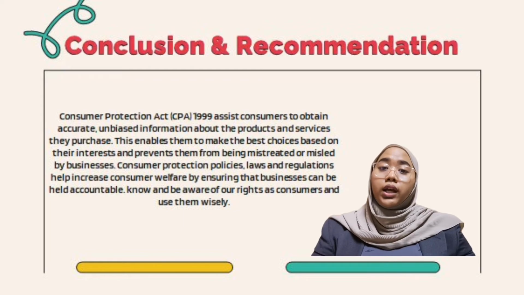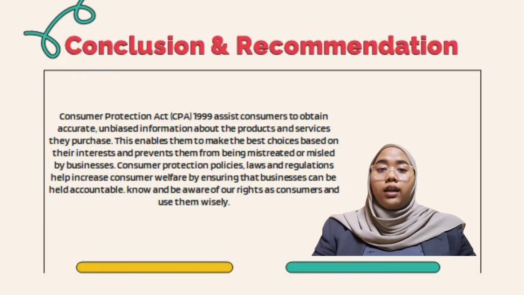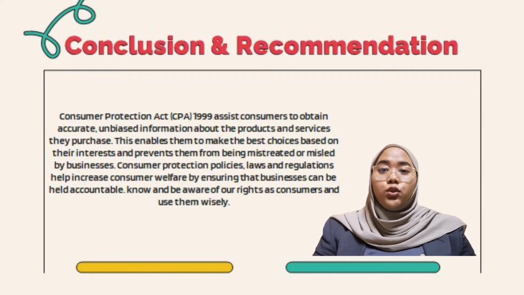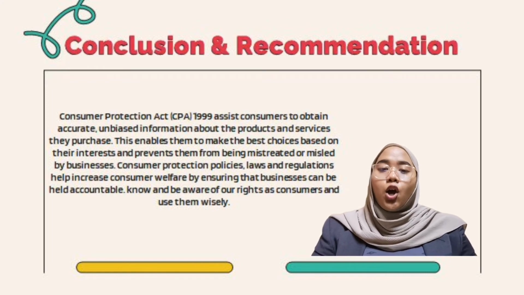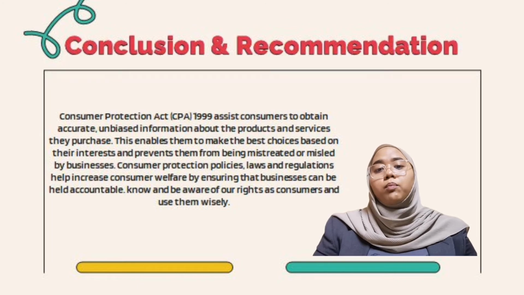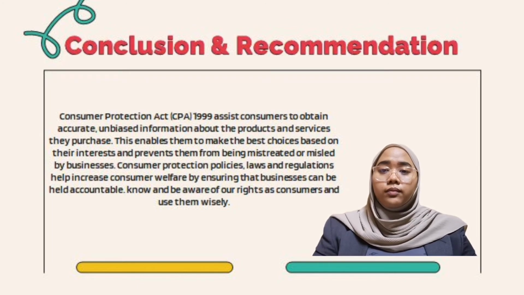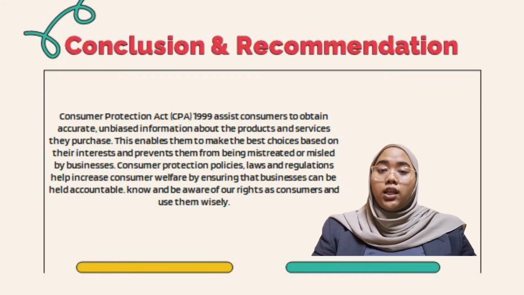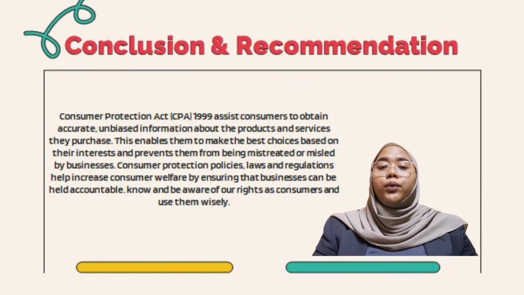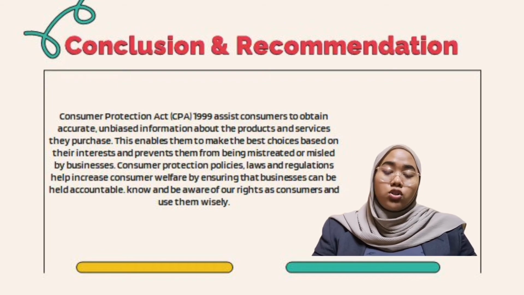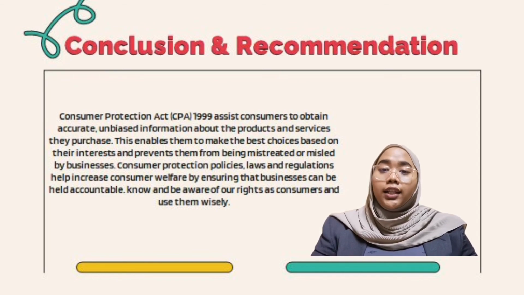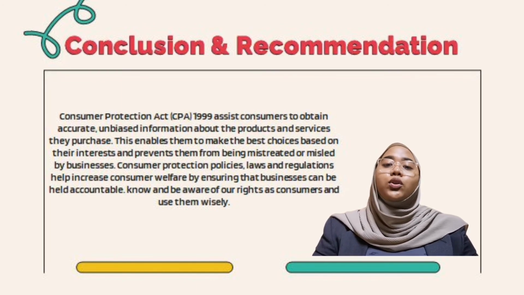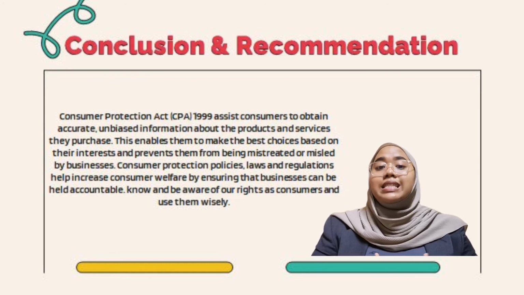The primary goal of the Consumer Protection Act CPA 1999 is to ensure that customers get their cash worth of goods and services. Consumers are allowed protection from products and services that are hazardous to their life and property. The right to obtain information on the quantity, consistency, purity, strength, and quality of the product and service is the right of the customer. It is also the customer's responsibility to purchase goods at a fair price. The CPA 1999 assists consumers to obtain accurate, unbiased information about the products and services they purchase. This will enable them to make the best choice based on their interests and prevent them from being mistreated or misled by businesses.